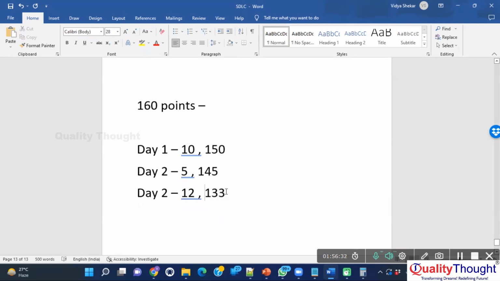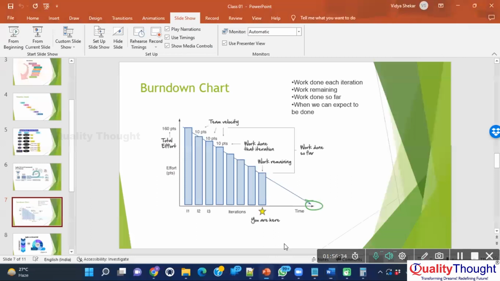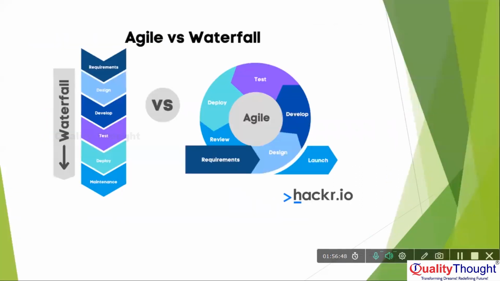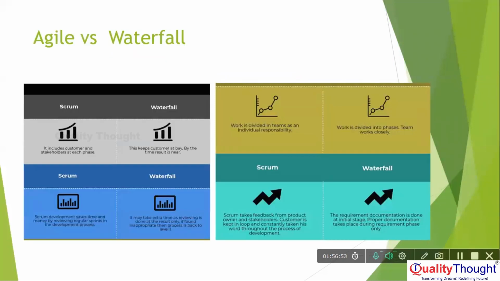How much work is pending is given by the burn down chart. So by looking at the burn down chart, top management can easily assess how much work is pending in that particular sprint. Is it clear? Okay.